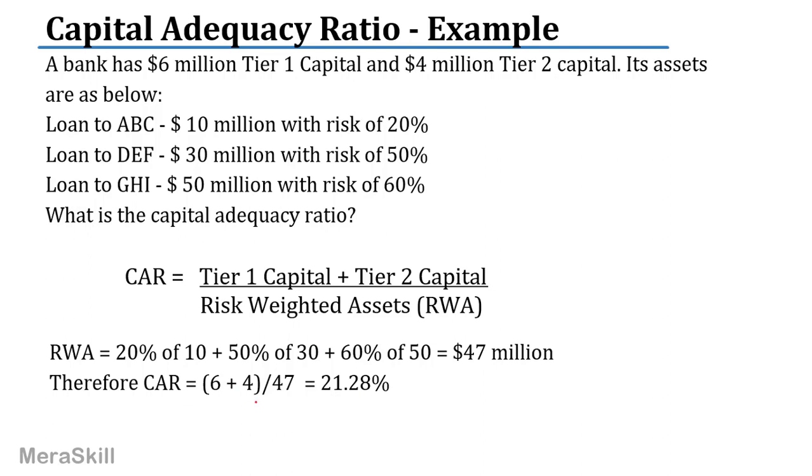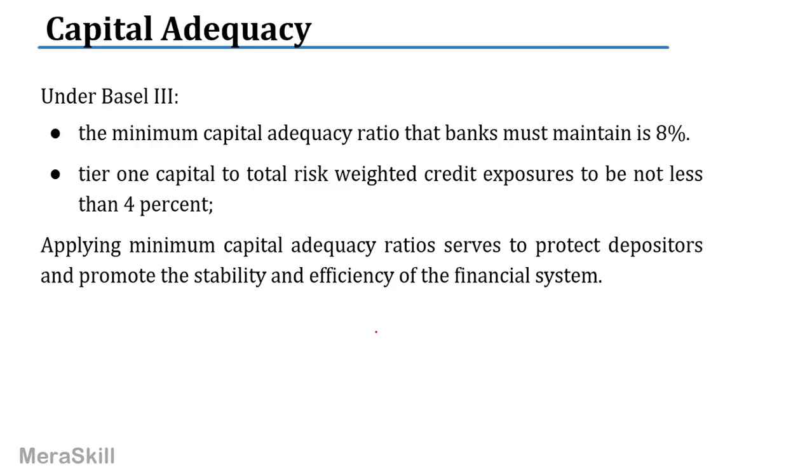And 6 plus 4 divided by 47 is 21.28, expressed as a percentage into 100, 21.28%. Now, under Basel III, the minimum capital adequacy ratio that banks must maintain is 8%. That's the absolute minimum. And the tier 1 capital to the total risk weighted exposures should not be less than 4%. Applying minimum capital adequacy ratio serves to protect depositors and promote stability and efficiency of the financial system. So the CAR is one of the ways in which capital adequacy of the banks is assured.